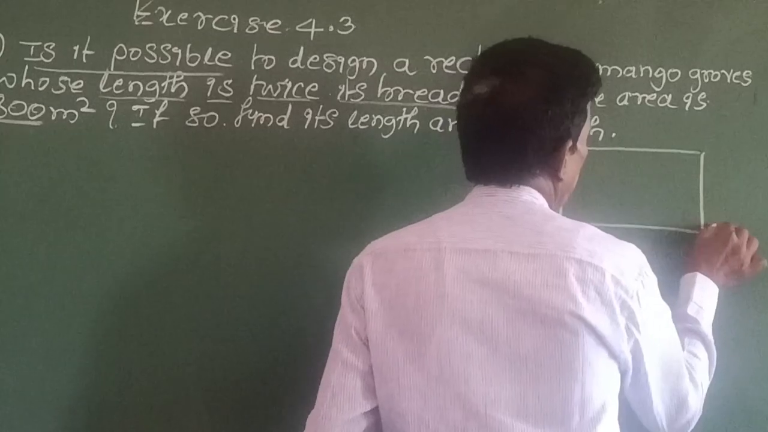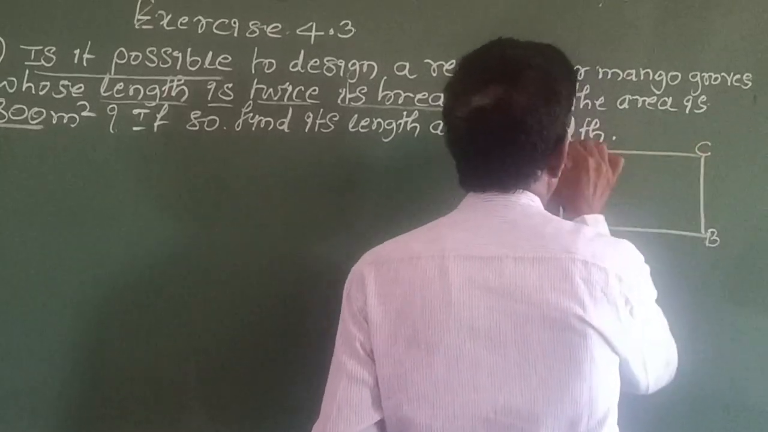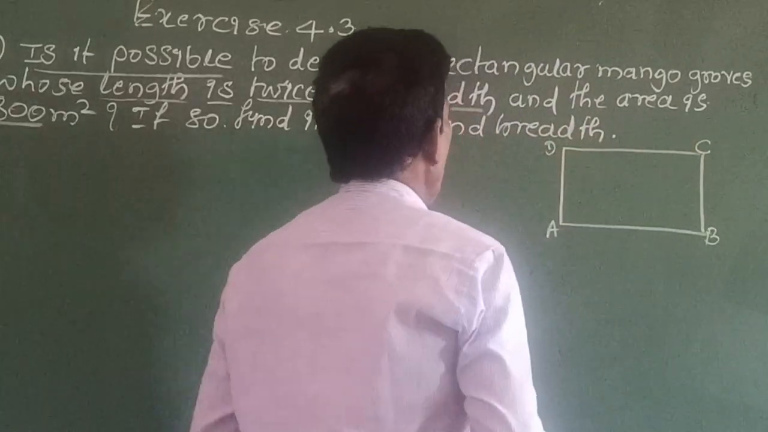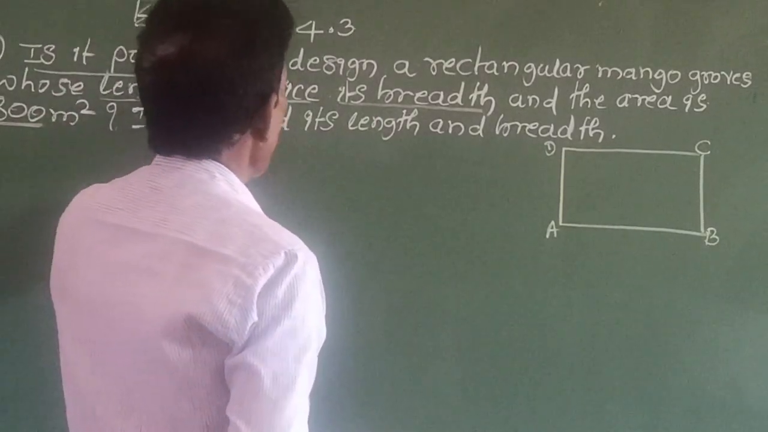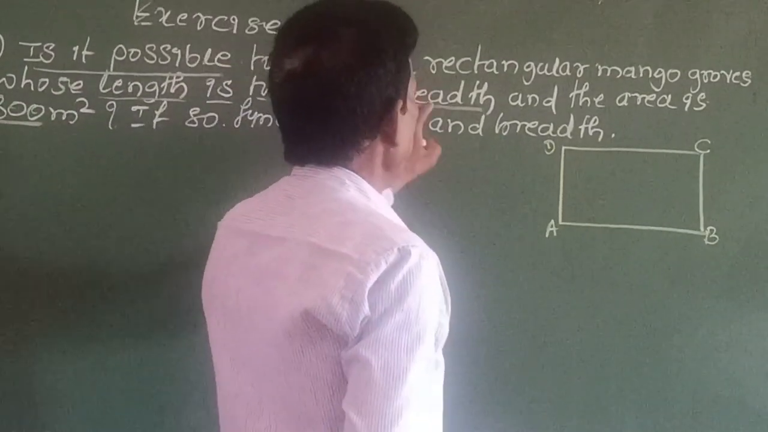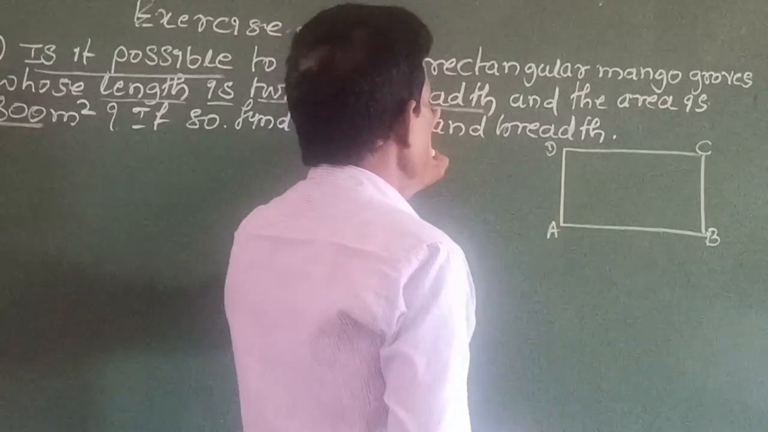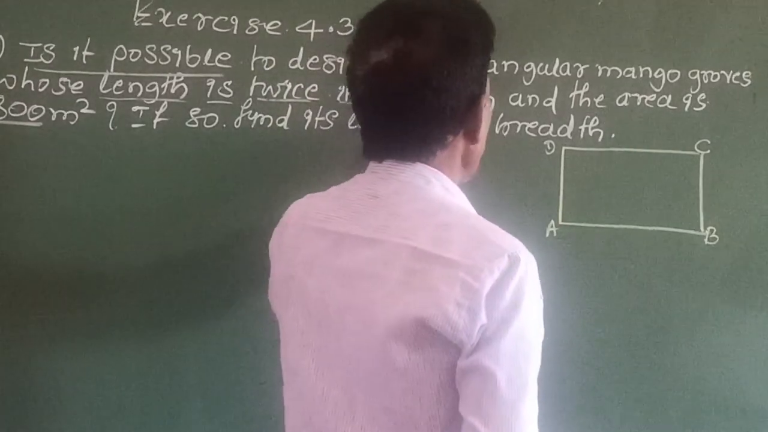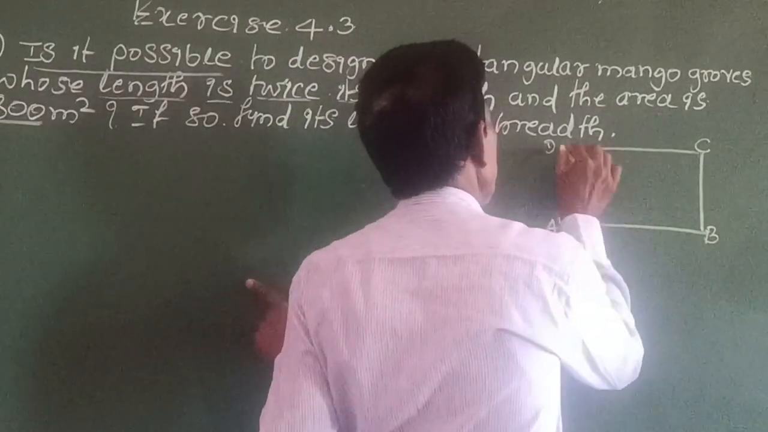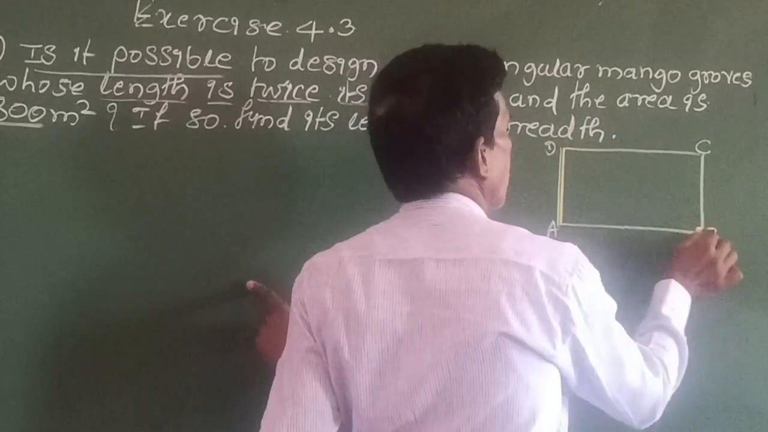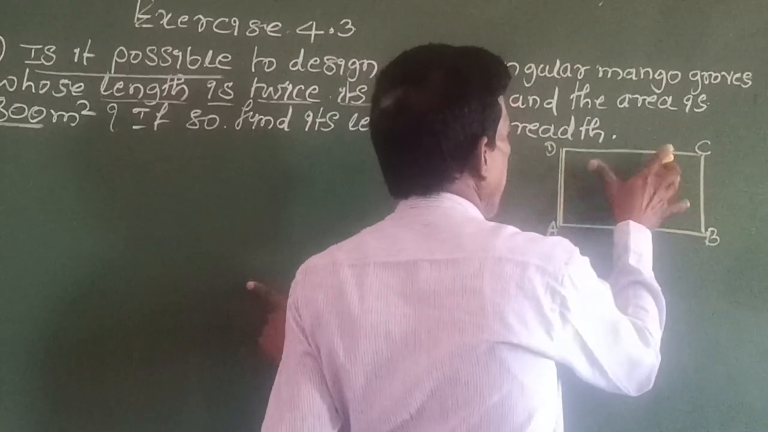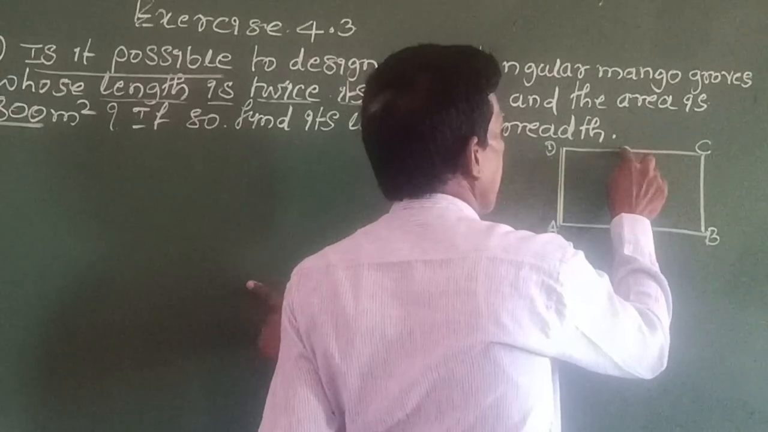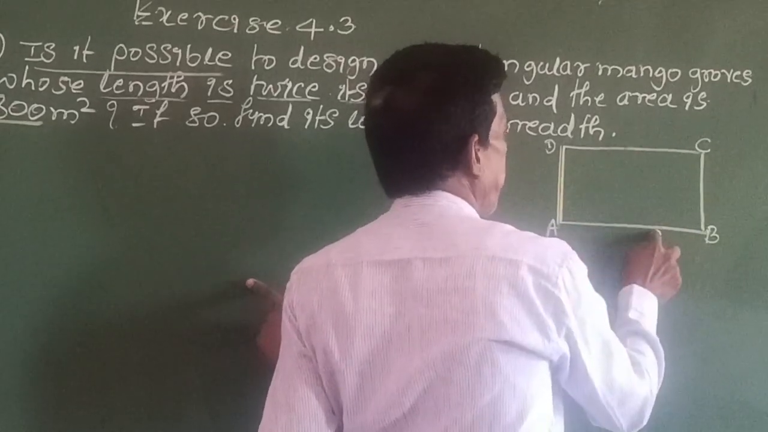Draw the diagram A, B, C, D. The given rectangle has length twice its breadth. Its breadth means AD equal to BC, and the length is DC and AB.